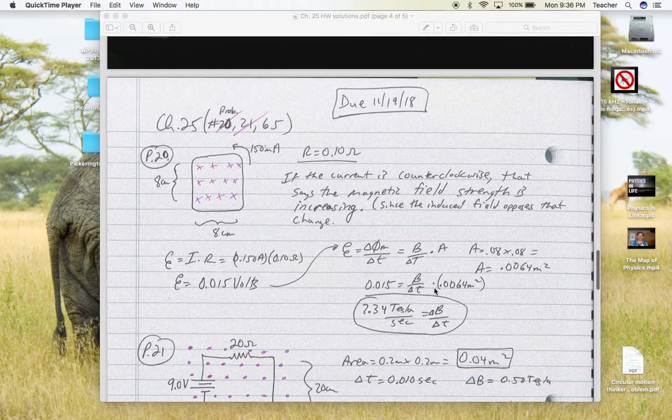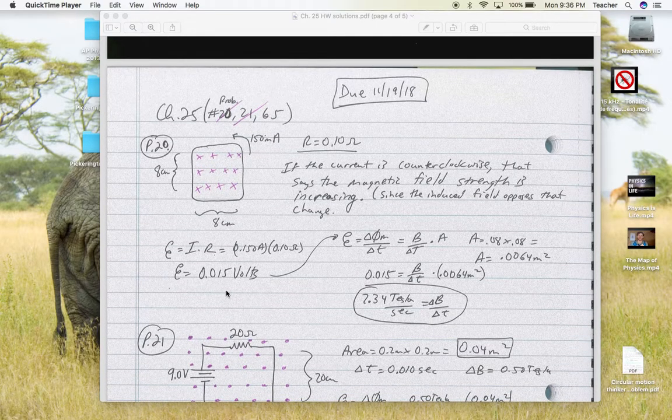For the next two, 20 and 21, it was shown that you had an 8 by 8 centimeter square area, 150 milliamps, resistance of 0.1 ohms. If the current is counterclockwise, that would be dots inside here, which essentially would oppose an increase in X's. So it says that the magnetic field strength is increasing.